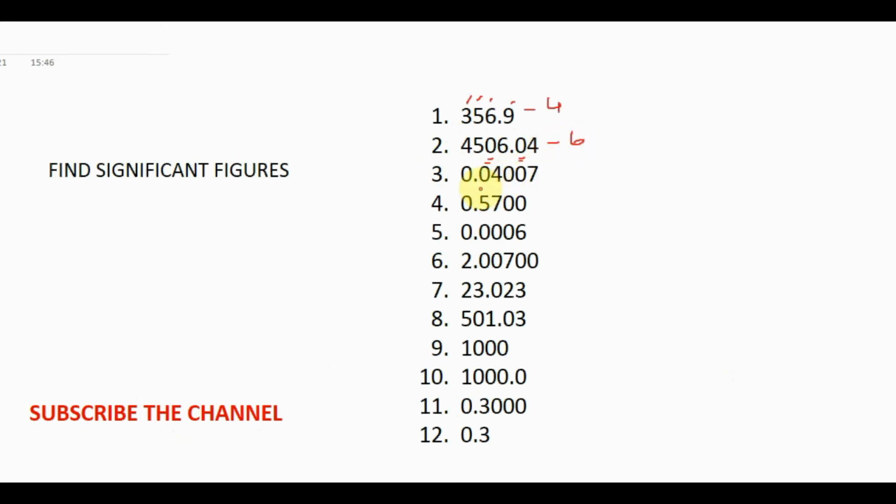Again, here the zero is leading. So this is not counted, not the zeros. Then 4, 0, 0, 7: that is this. 4 is the significant figure.